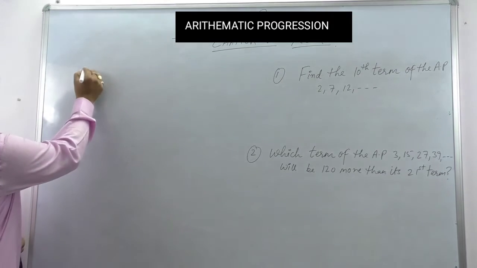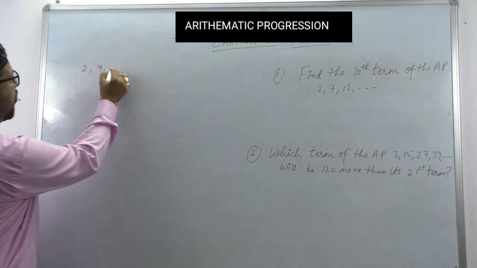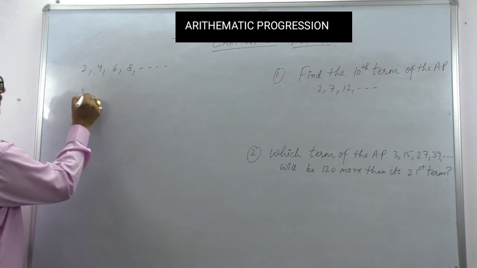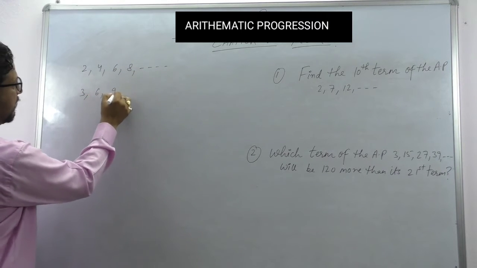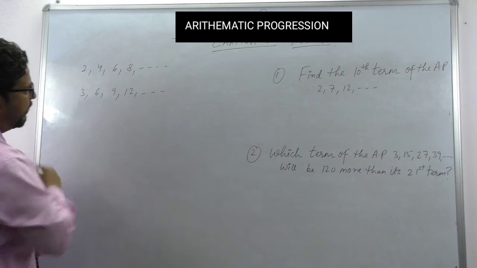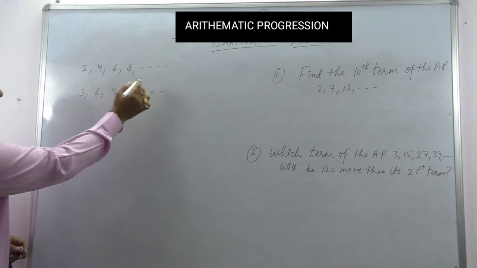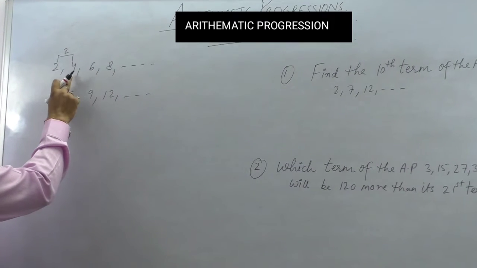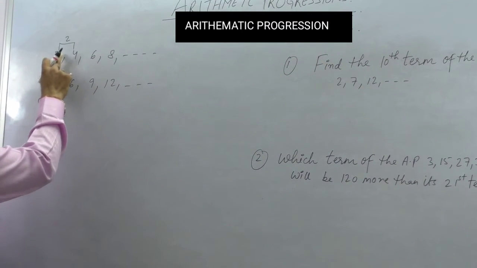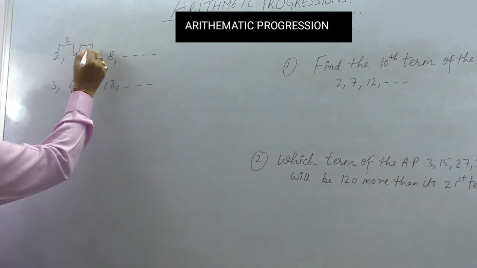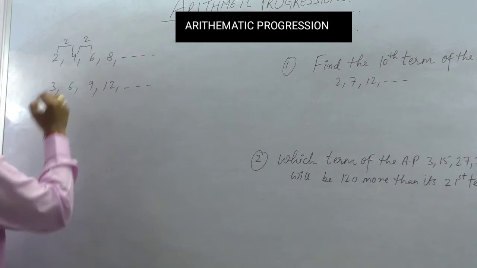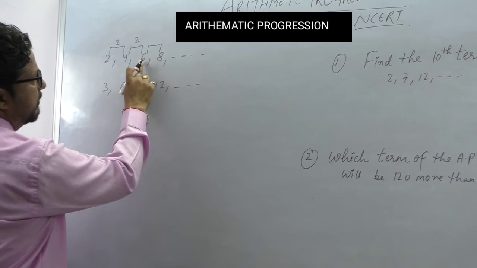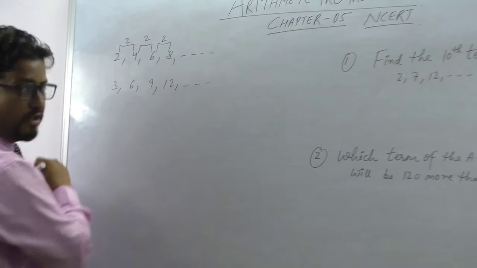See, if I am writing here 2, 4, 6 and 8, and here I am writing 3, 6, 9, 12. If you notice the first series, there is a gap of 2. For example, if I subtract 4 minus 2, what will be the answer? 2. In the same way, if I subtract 6 minus 4, the answer is 2. And if I subtract 6 from 8, the answer is 2.